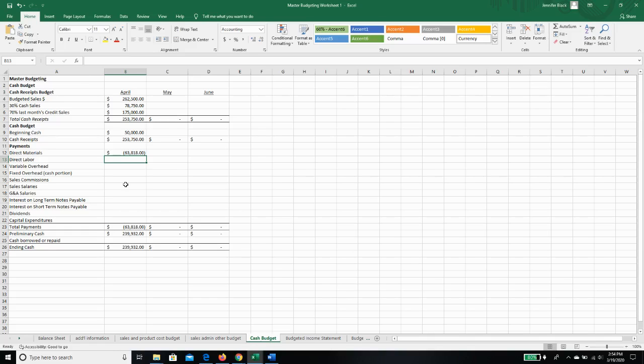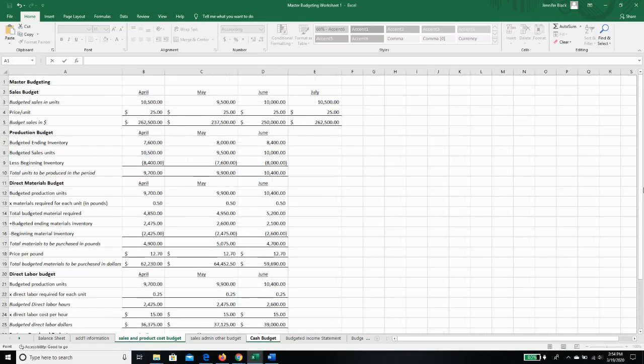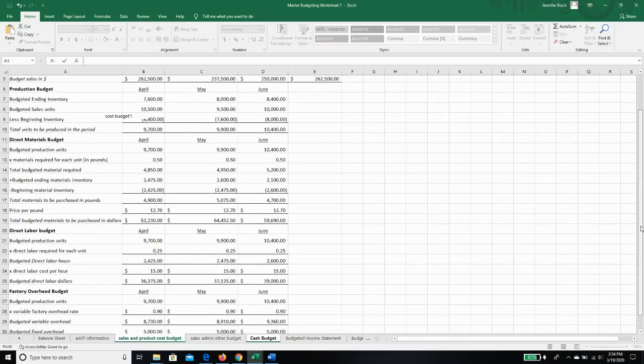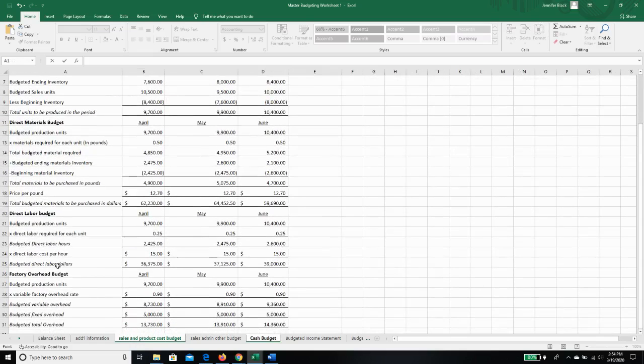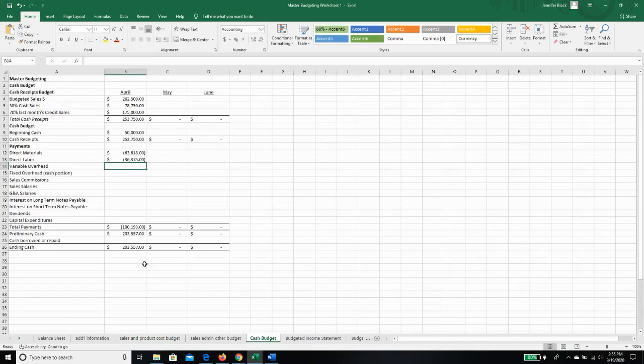All right, direct labor. Direct labor, we're going to pay in the same month we incur the cost because people like to be paid right away. So to find my direct labor, I'm going to go over to our direct labor budget, and in April, our budgeted direct labor dollars were $36,375. And so I'm going to bring that number over for my payments of direct labor.